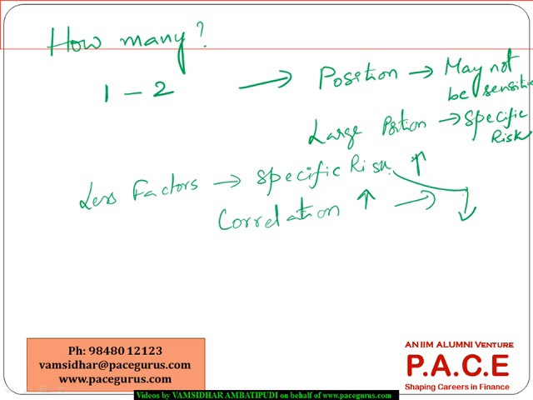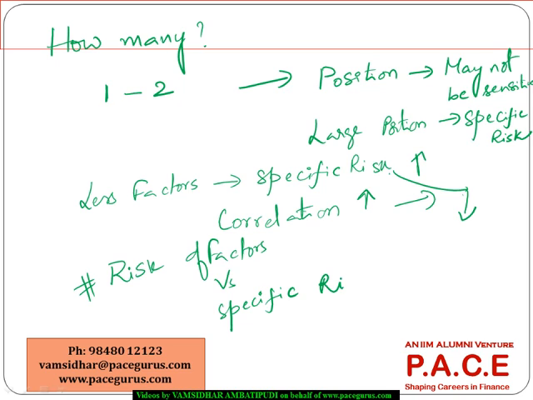So the more risk factors we take, the better the approximation of the portfolio's risk exposure, and the smaller the specific risk factor will be. So it is a trade-off between the number of risk factors and the residual or specific risk. Number of risk factors versus specific risk. The more the number of risk factors, the lesser the specific risk, and vice versa.